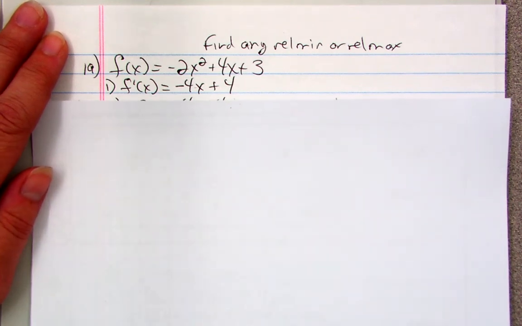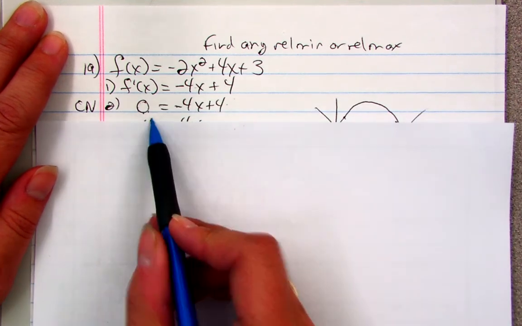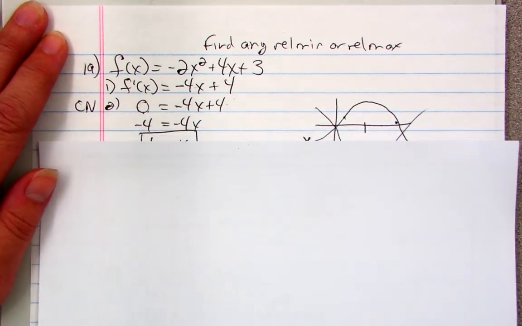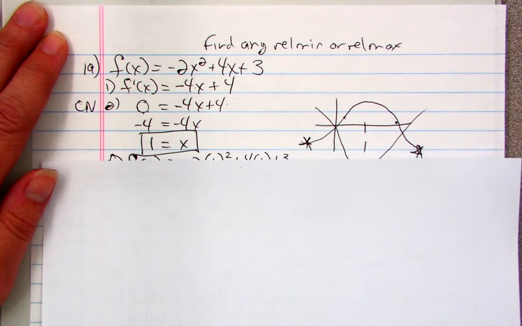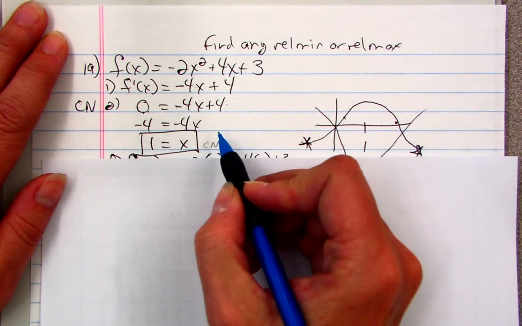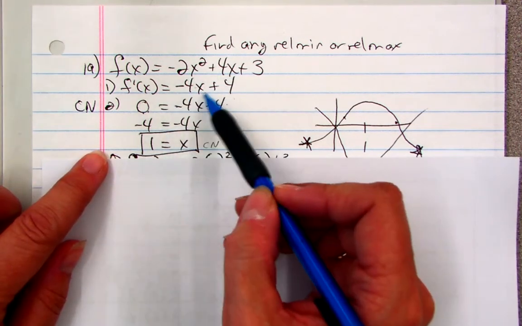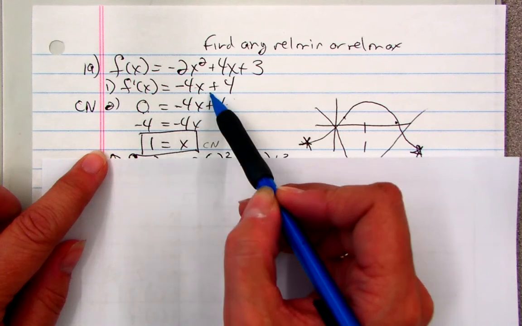Step 2, to find my critical numbers. Well, I'm going to go ahead and set it equal to 0. Go ahead and solve for x, and x equals 1. So that means I have a critical number here. And then there's no way to get a critical number the second way by seeing what values of x are going to make this go undefined because there is no denominator.